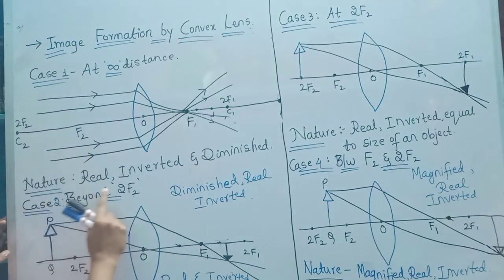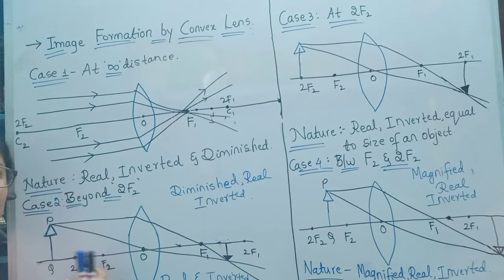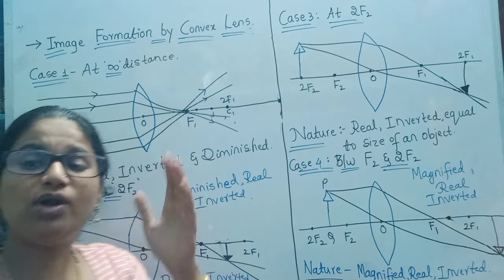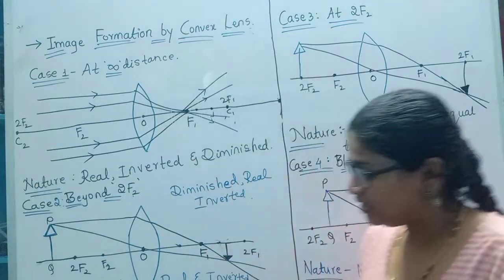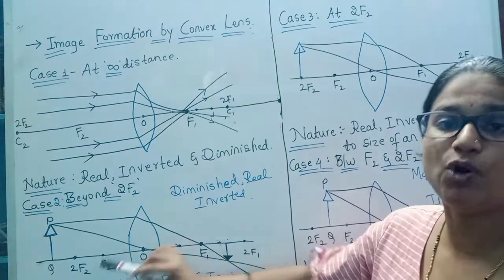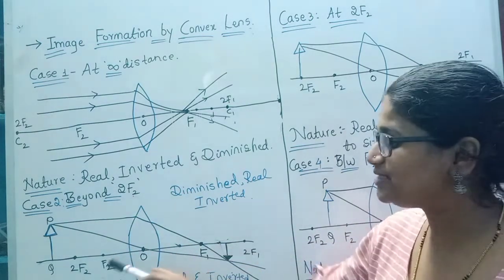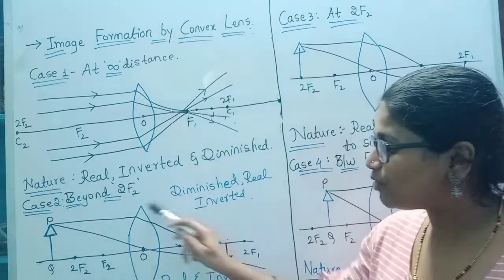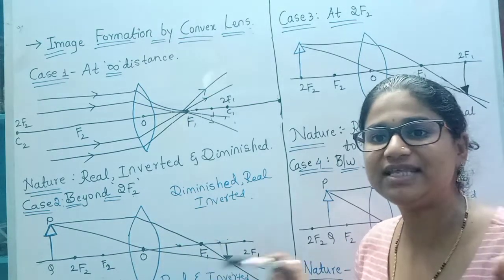Next, in the second case, we will take an object beyond 2f2. So what is 2f2? Here you can see, children, 2f2 is nothing but double the focal length. Double the focal length means the center of curvature. 2f2 is nothing but the center of the sphere from which this spherical surface has been derived.